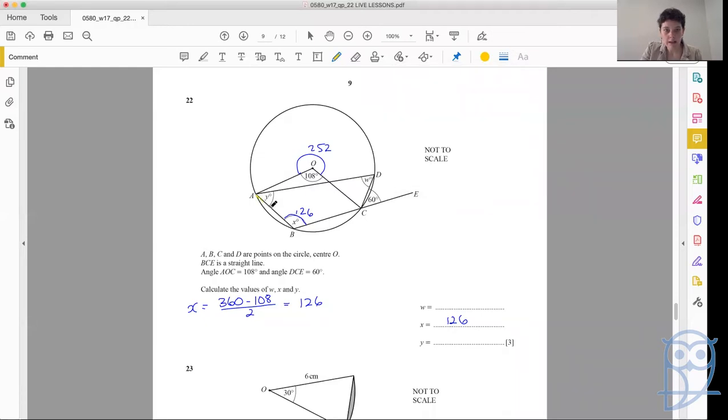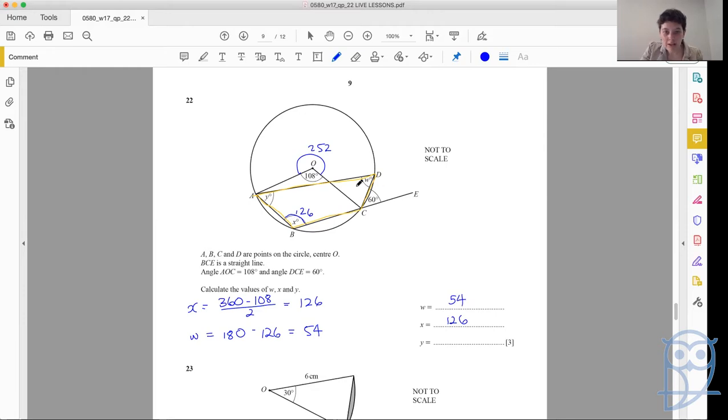I can see A, B, C, D. Okay, cyclic quadrilateral, which means that A, B, C, D, our opposite angles here are supplementary. So W is going to equal 180 minus 126, which is going to give us 54. Okay, so opposite angles there are supplementary, 180. So with 126 as our X, then W must be 54.